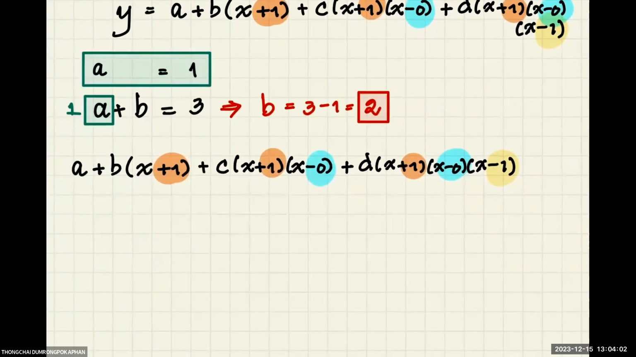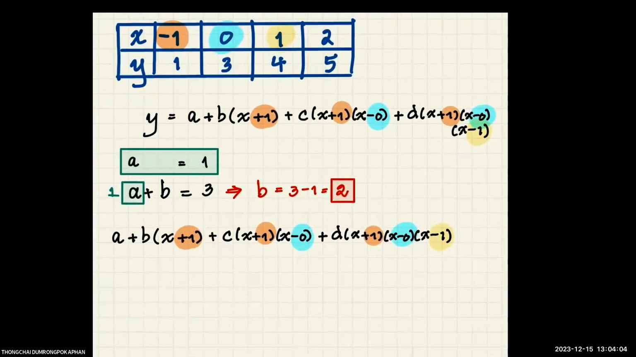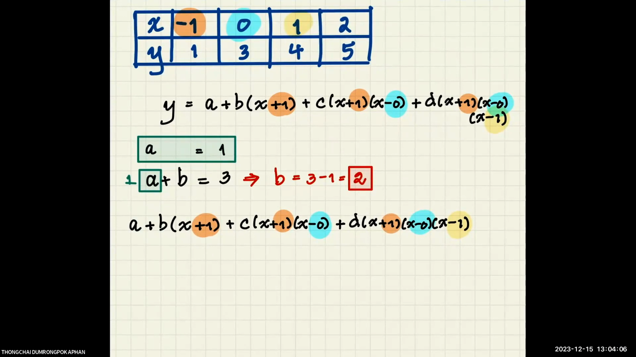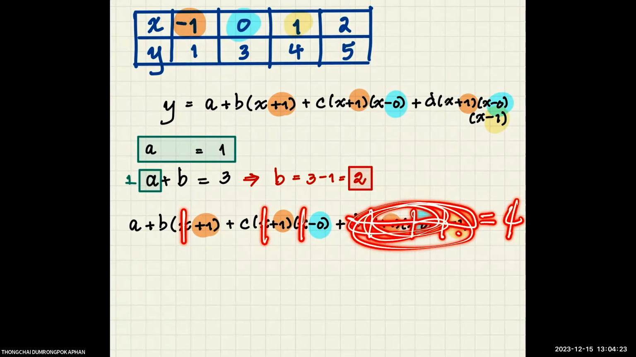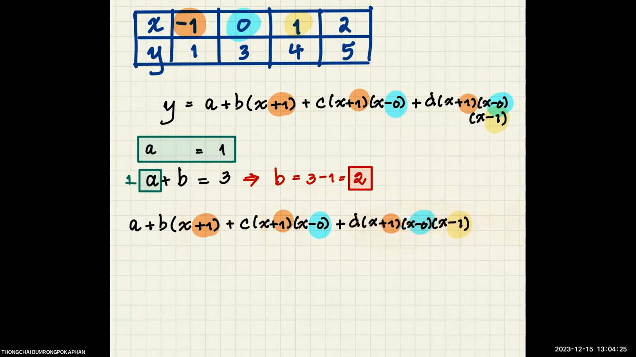Okay. Now, if I replace x by the number 1, it's going to be equal to what? 4. Okay. And 1 minus 1 is 0. So this term is 0, because 1 minus 1 here. Okay. So now you get A is 1.